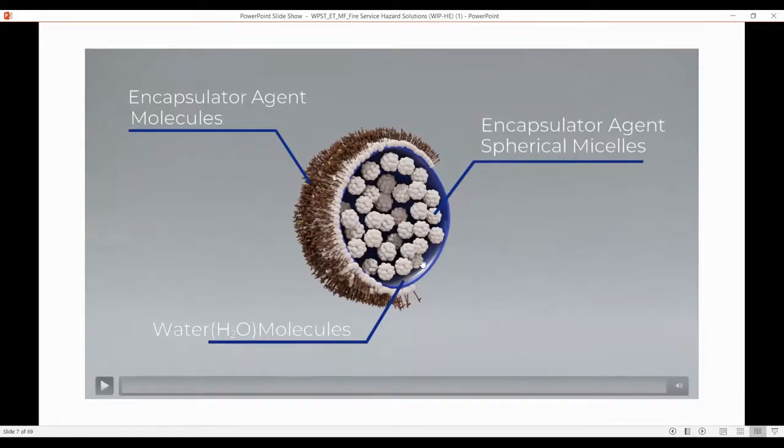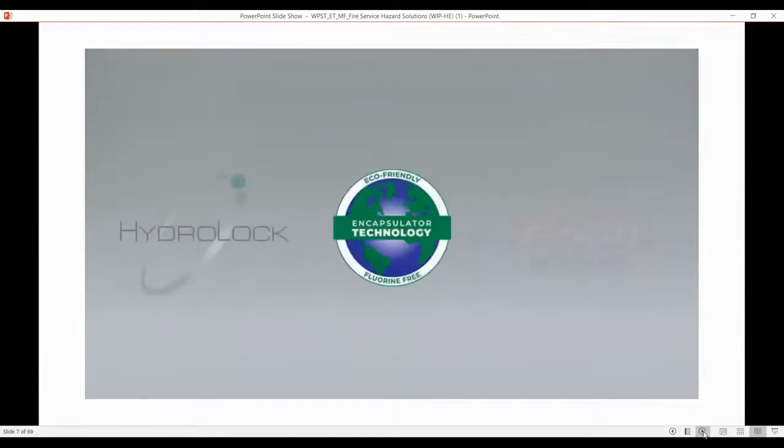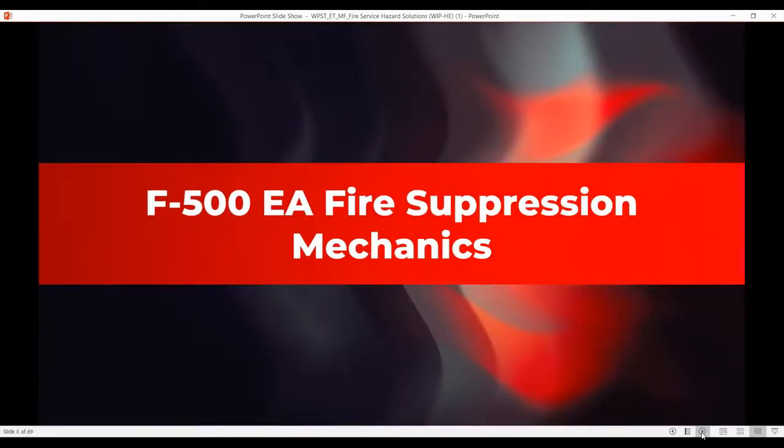So this orientation of the agent, both on the surface of the droplet and those micelles within the interior of every droplet, is what gives you the benefits of an encapsulator agent. And we'll cover those more in depth, one by one as we go.